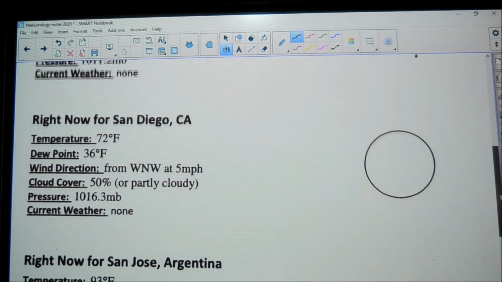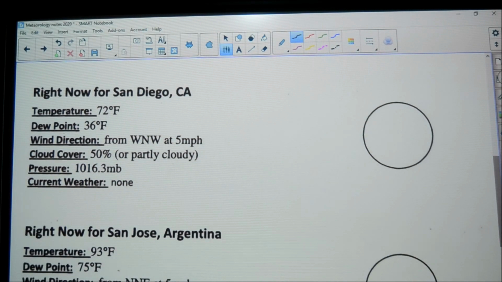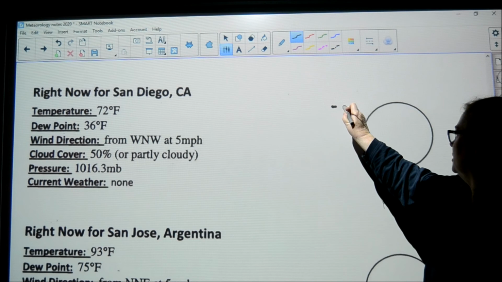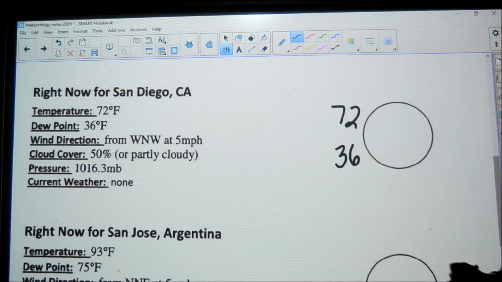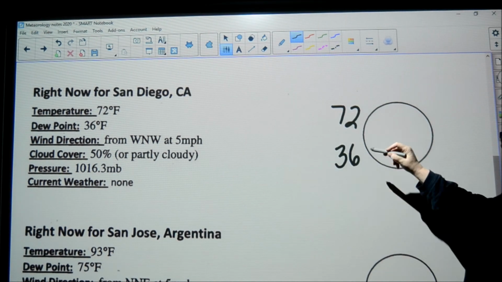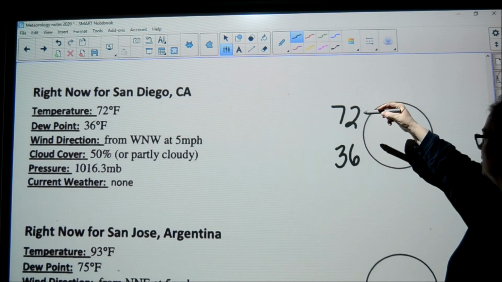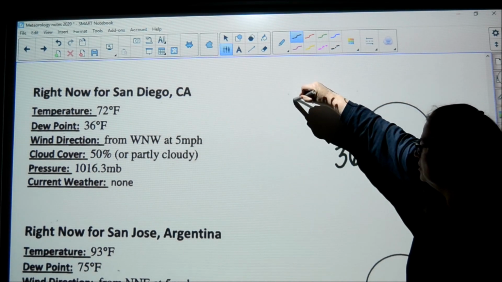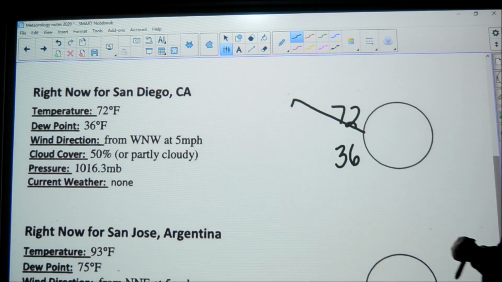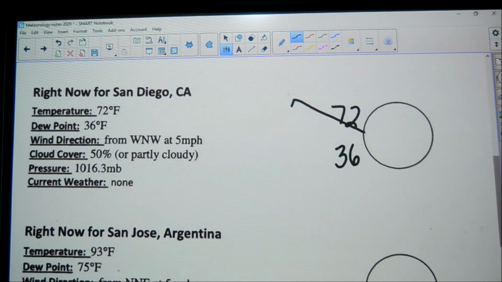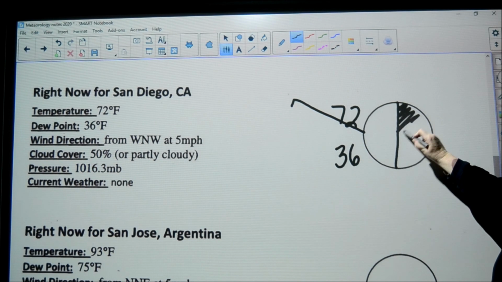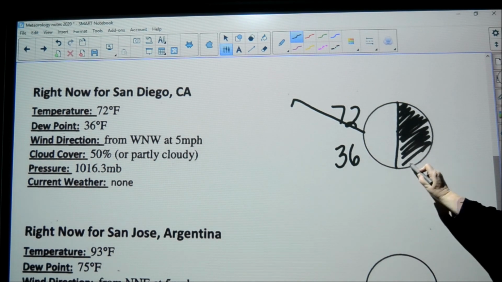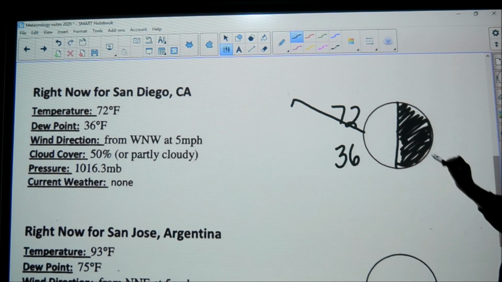Next one, San Diego, California. Temperature 72 degrees Fahrenheit. My dew point is 36 degrees Fahrenheit. My wind direction is west-northwest. Once again, west, northwest, halfway between. 5 knots, so I just need a short. Cloud cover is 50%, so I'm coloring half of it. I know you guys are going to do a better job coloring that in.